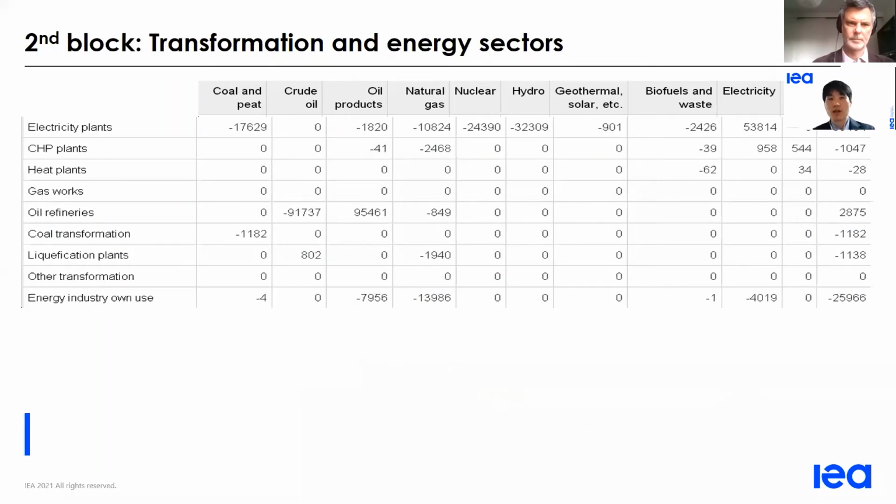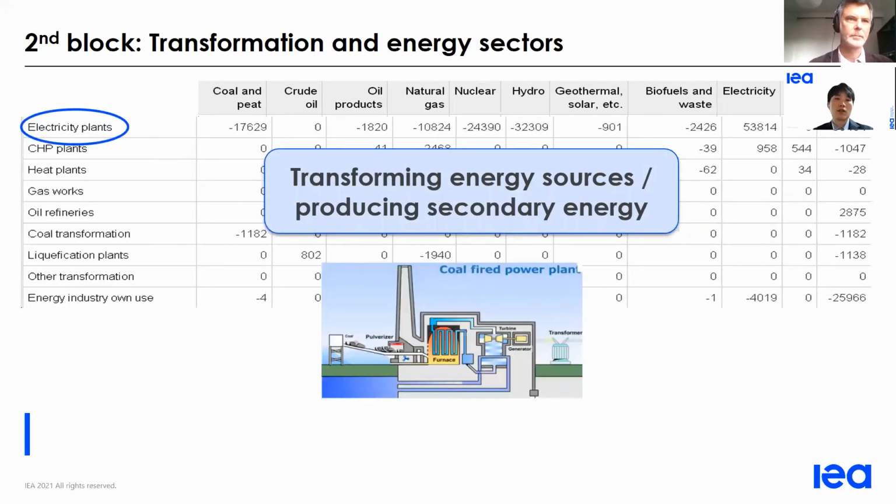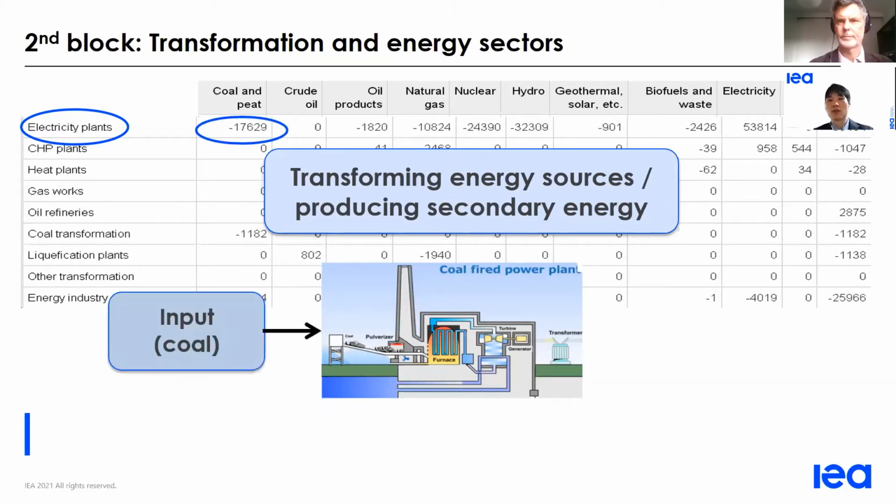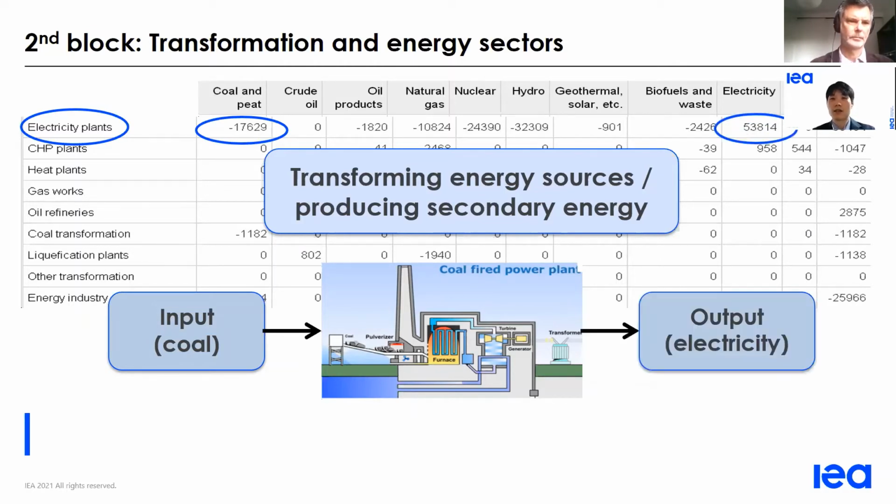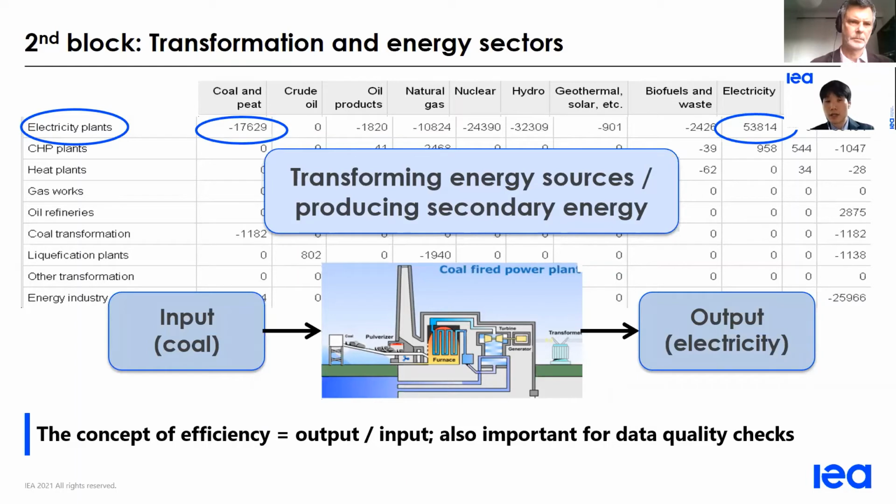Let's go to the second block, which is transformation and energy sectors. This is the engine of our energy balance. Here we report the energy that goes into power plants, for example, to produce another type of energy. In this case, a coal power plant is shown. When we put coal as an input to the coal power plant, we report that with a negative sign, meaning this amount of coal is input to the coal-fired power plant. And at the end of the table, we also see the output from these coal power plants. From this, we can actually calculate the efficiency of the power plant.